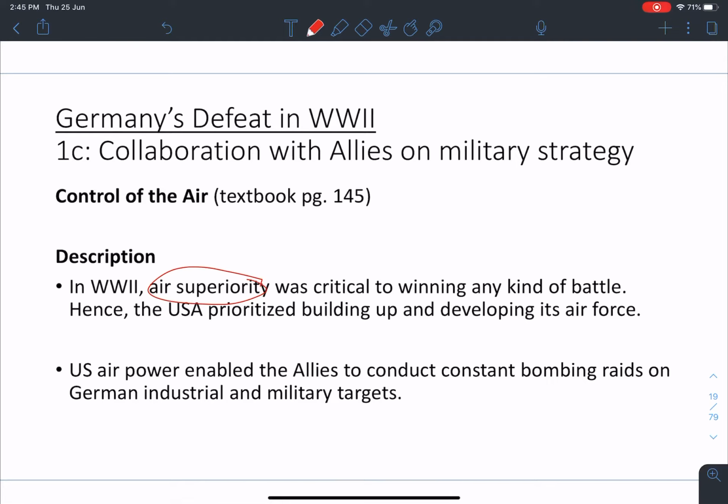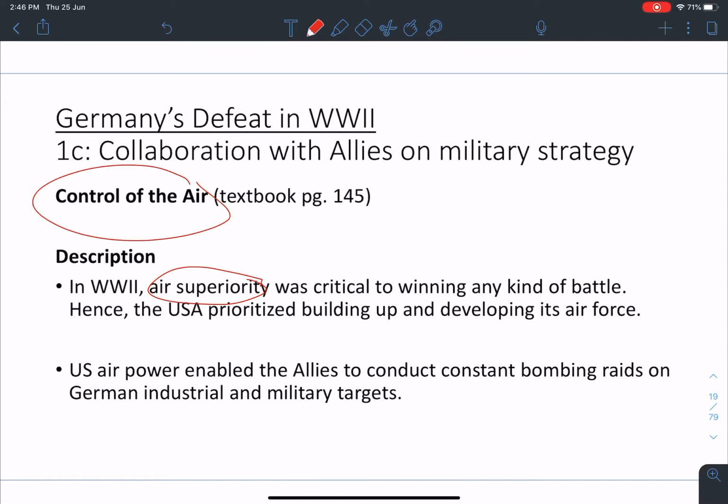Why is it the most important thing? Because an airplane is the most powerful thing on the battlefield. It can go further, faster, and is more accurate than anything else. Okay, and in war, speed wins. Whoever thinks faster, fights faster, is going to win. Okay, so the point being is that the US had air superiority. They dominated the air. That is why it's called control of the air.